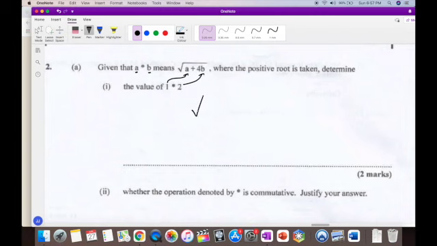So it would be the square root of 1 plus 4 times b, which is 2. So that means it's the square root of, 4 twos are 8 and 1 is 9. And they say the positive root is taken, so that is 3.